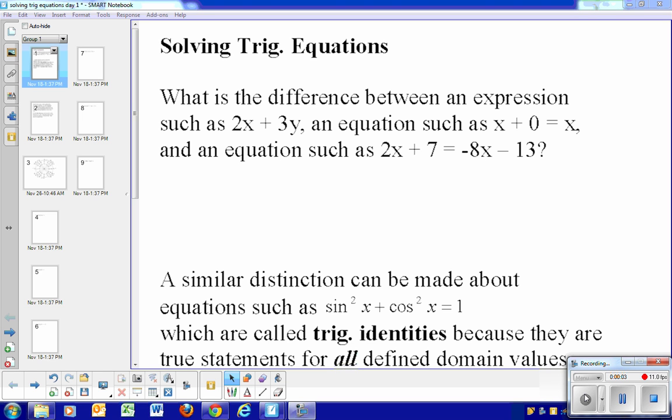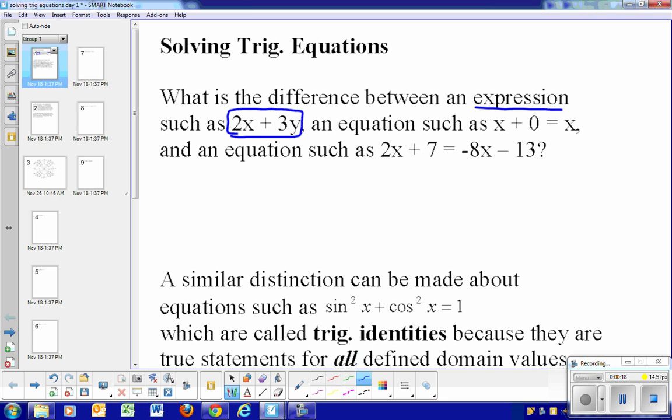Hi, this is a video lesson to explain the idea of Unit 6 in trigonometry, and the idea of this very short unit is to solve trig equations. So understand that when you have an expression such as 2x plus 3y, you can't solve that. There are variables in that statement, but there isn't an equal sign. It's not an equation, so we can't solve it because there is no equal sign.